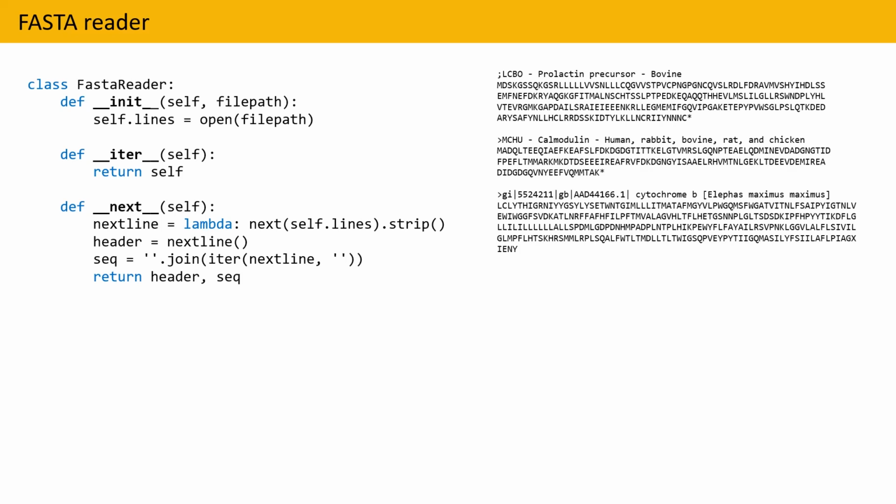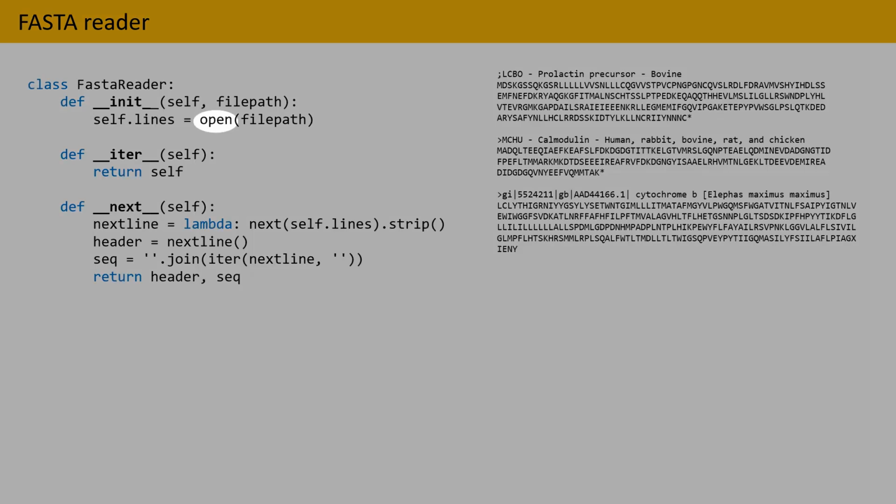Note that we don't have to raise a stop iteration exception here. The iterator returned by the open function does that for us when all lines of the file are read. Also note that we have two nested iterators here: the iterator returned by open and the iterator that reads the sequence lines.